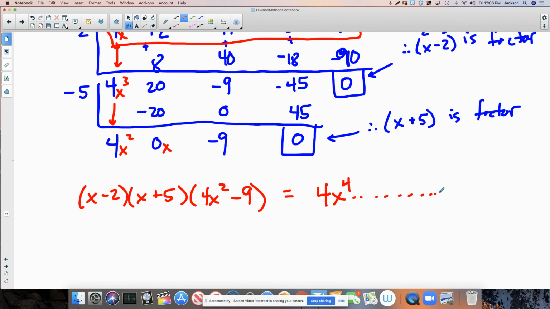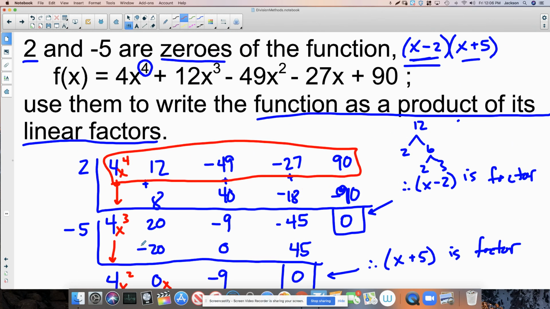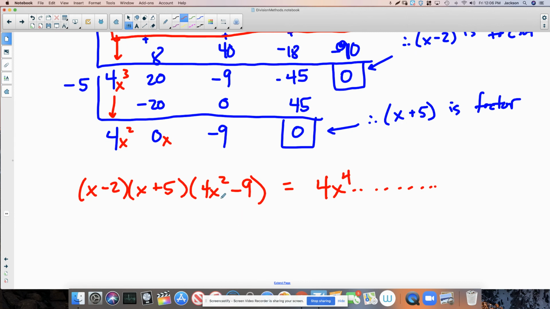So this is the product of factors that produced that big 4x to the fourth polynomial. But the problem started by saying we want the function as a product of its linear factors, right? This factor is not linear. It's quadratic, and it's a very specific quadratic. It's one of these binomials that we're supposed to be on high alert for. This is the difference of squares.